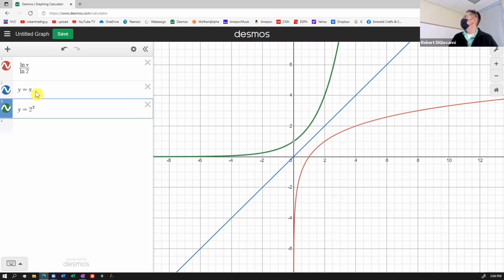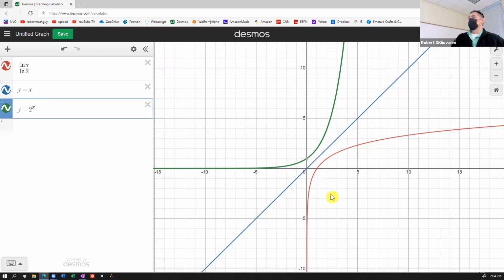There it is. Do you see that 2 to the x is this exponential growth, right? And this is log base 2 of x. It is the inverse of that. Perfect reflection over the diagonal.